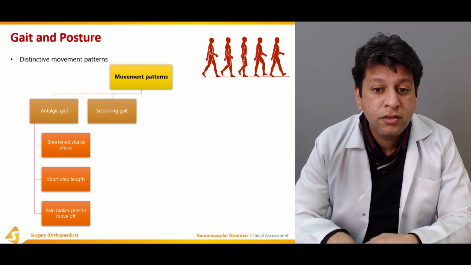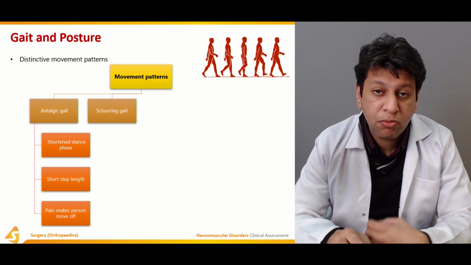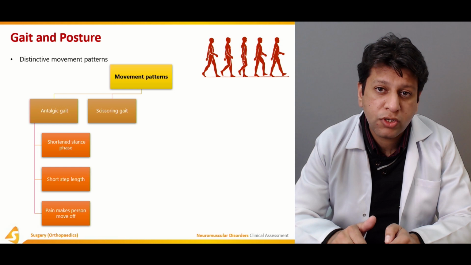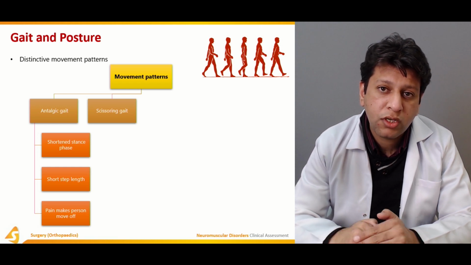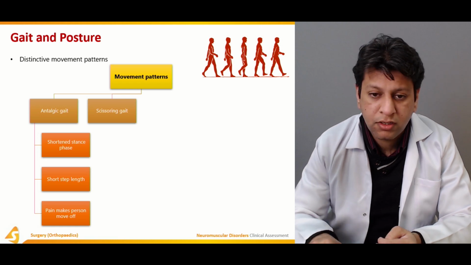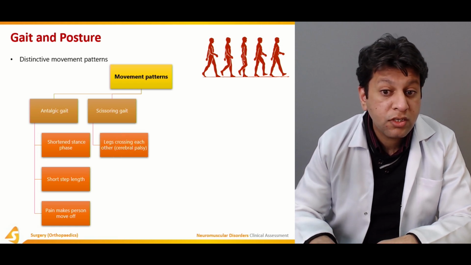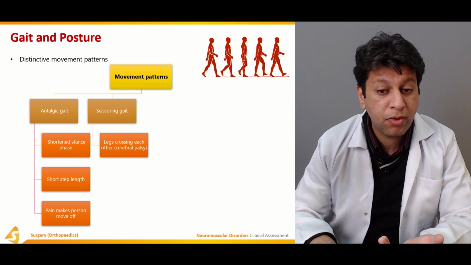Then there's a scissoring gait, in which there is so much contraction of the hip and knee that the two legs actually cross each other in a scissoring fashion. These two legs crossing each other. A classical example is cerebral palsy.